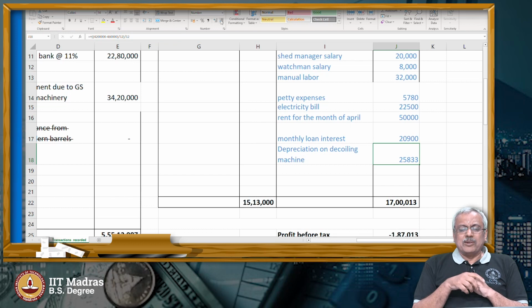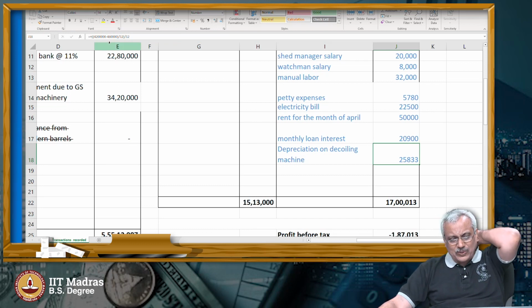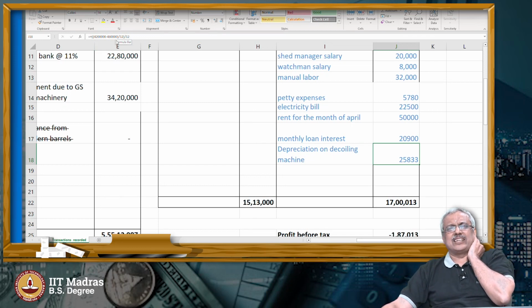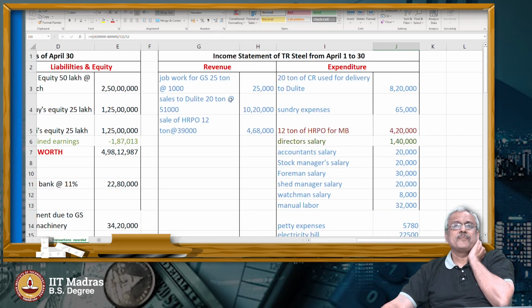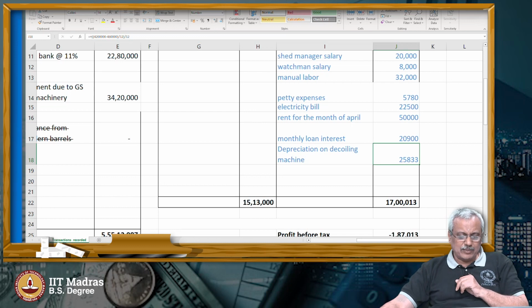The value of the machine was 42 lakhs, scrap value is 4 lakh 80. So, what is the amount that has to be depreciated? 42 lakh minus 4 lakh 80 has to be depreciated over 12 years. Why did I divide it by 12 again? Because I do not want a yearly depreciation, I want the monthly depreciation. I am doing it only for the month of April. So, for the month of April, this is how it will look.